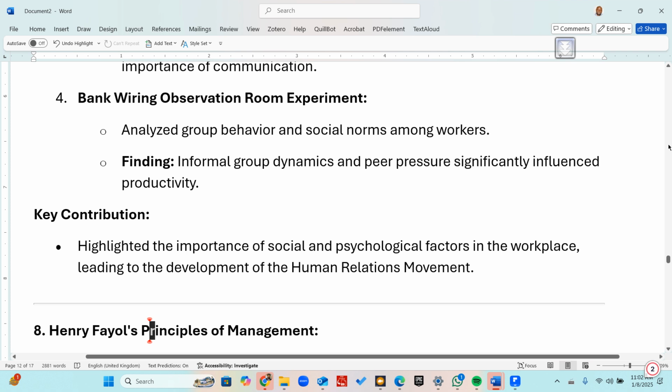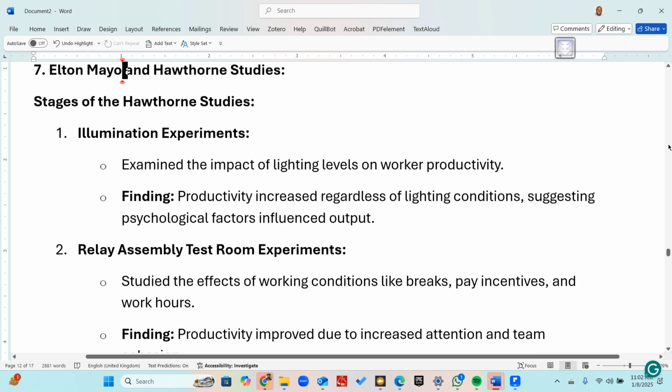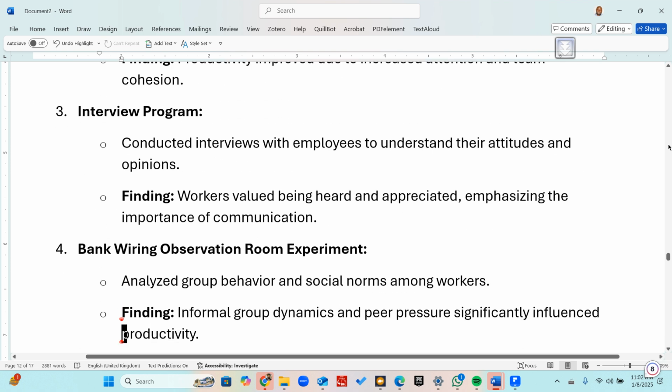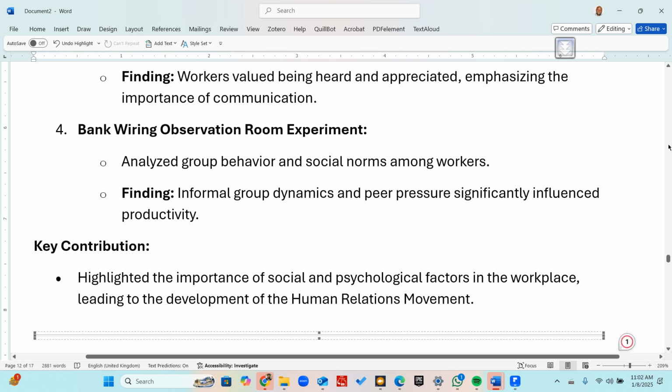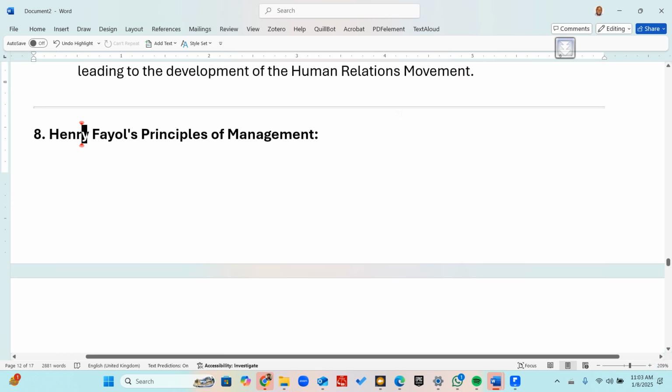Key contributions of Elton Mayo's theory and the Hawthorne study theory. One of the key contributions is that it highlights the importance of social and psychological factors in the workplace, leading to the development of human relations movements. So Henri Fayol's principles of management.